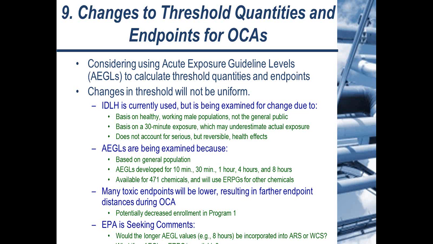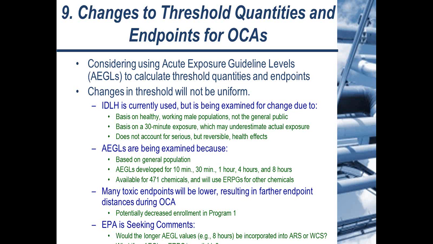Many toxic endpoints will be lower. Unfortunately, this is going to result in further endpoint distances. This could decrease enrollment in Program 1s. And what they're looking at is whether longer acute exposure guideline levels, say 8 hours, should be incorporated in the alternative release scenario or worst-case scenarios. What if there isn't the acute exposure guideline levels or the emergency response planning guideline levels available? What would you use? Would you stay with the IDLH?